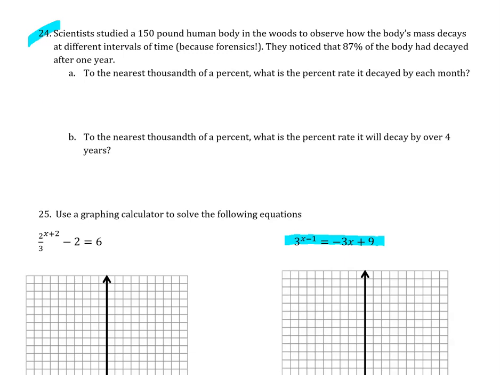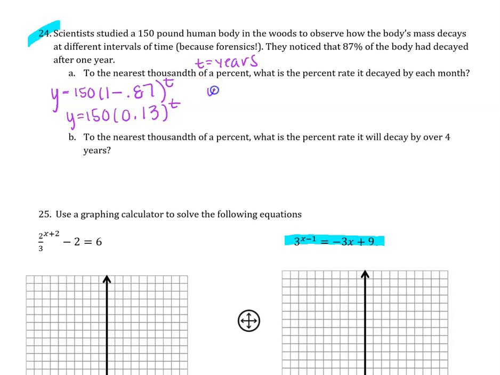Okay, so our function initially has 150 for pounds, decaying at a rate of 87%. So that's why I'm writing 1 minus 0.87, raised to the t, where t is going to represent years. And I'll clean this up a little bit. Okay, but it doesn't want years. It wants what the rate is per month.